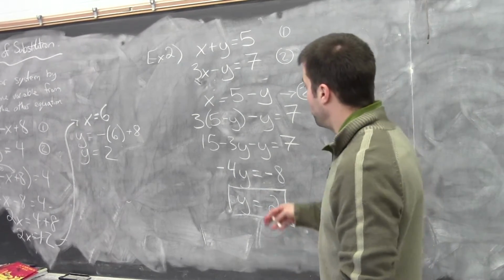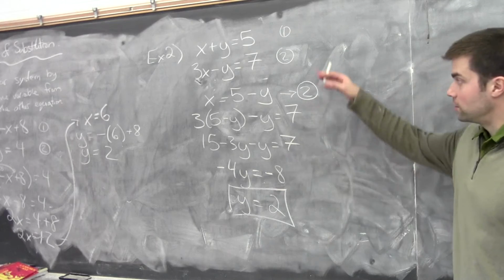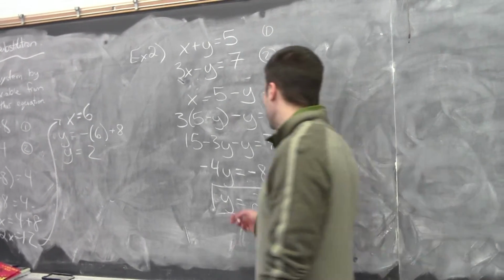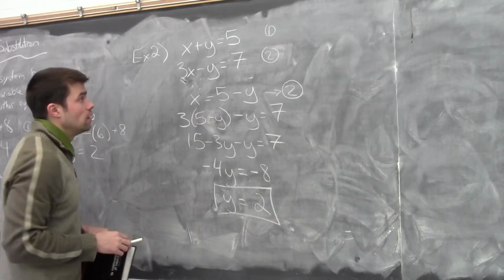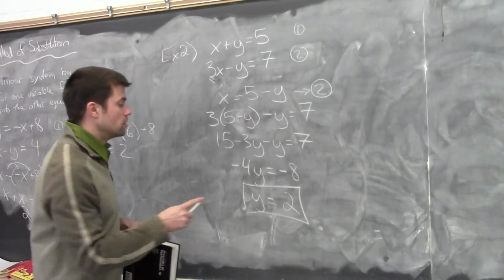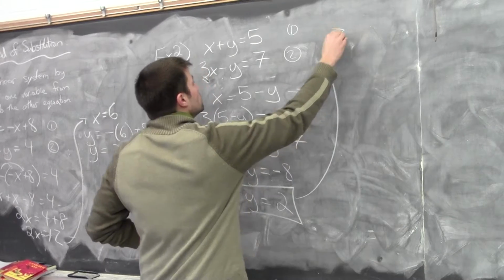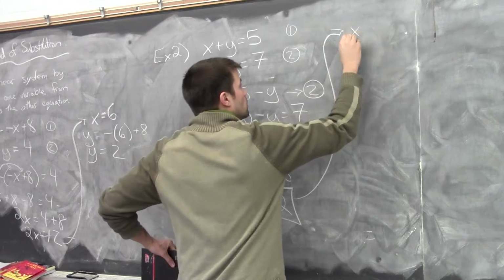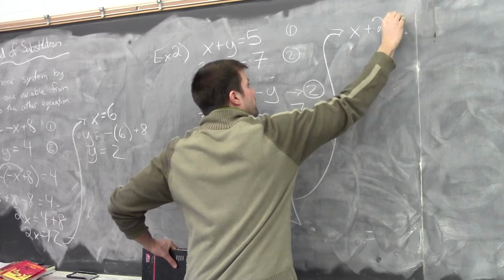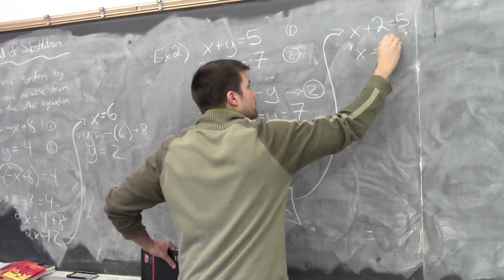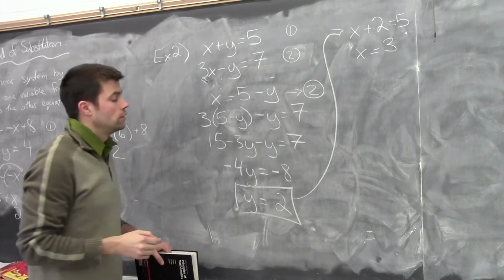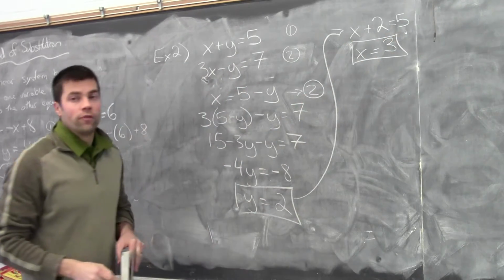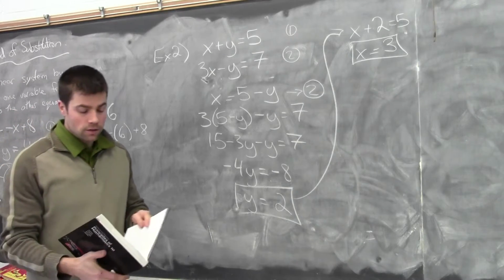Okay, so once we've solved for y, we can then substitute y into either of the two equations. You're gonna pick which one, either one or two. I'm gonna pick one because it looks a little easier. So y goes into 1, so wherever I see y, I'm gonna put a 2. Right? So, not finished yet. We have y and x.